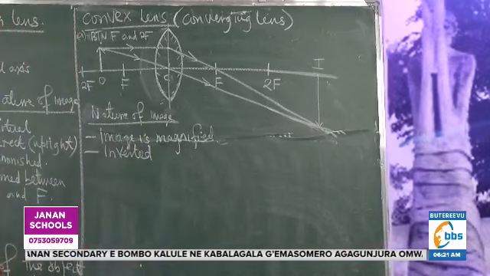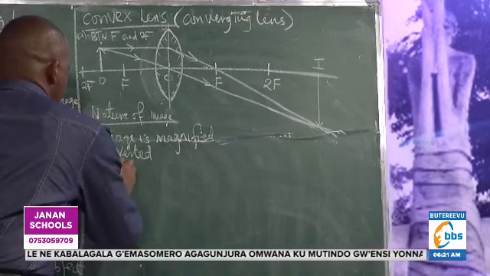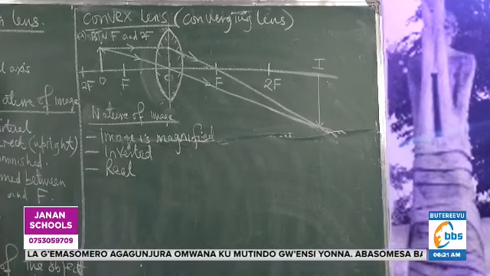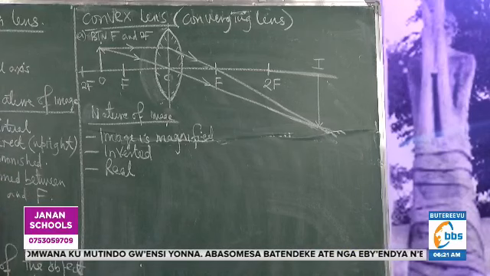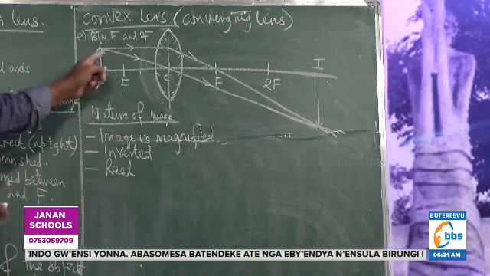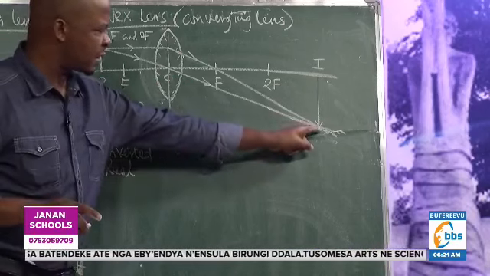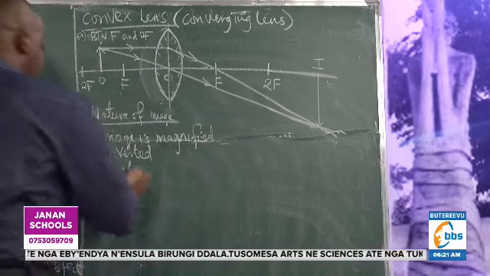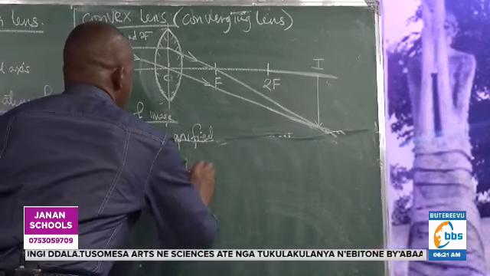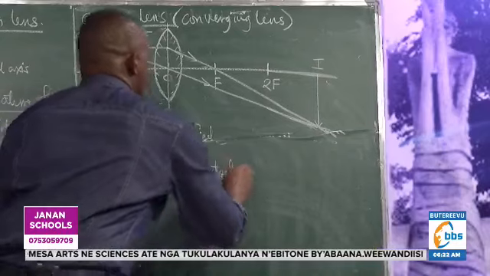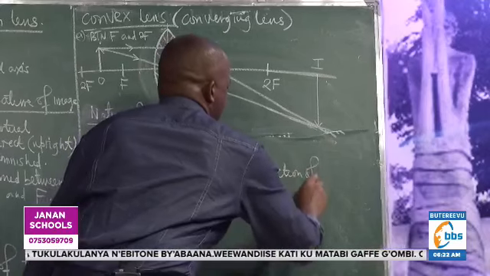Three, I told you here I used virtual. Here I will say that the image is real. Real means that it can be formed on the screen. It also means that it is formed by actual intersection of light rays. I have not extrapolated these light rays anywhere. They have actually intersected at that point. That is what we call real images. I can say in brackets, formed by actual intersection of light rays.